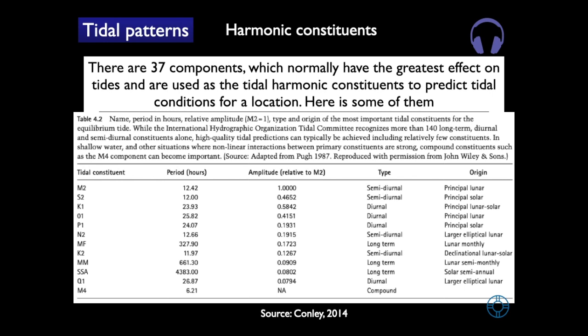In this table, there are some more of these tidal constituents with their names, period in hours, relative amplitude, type, and origin. While the International Hydrographic Organization Tidal Committee recognized more than 140 long-term, diurnal and semi-diurnal constituents alone, high-quality tidal predictions can typically be achieved including relatively few constituents. In shallow water and other situations where nonlinear interactions between primary constituents are strong, compound constituents such as the M4 component can become important.